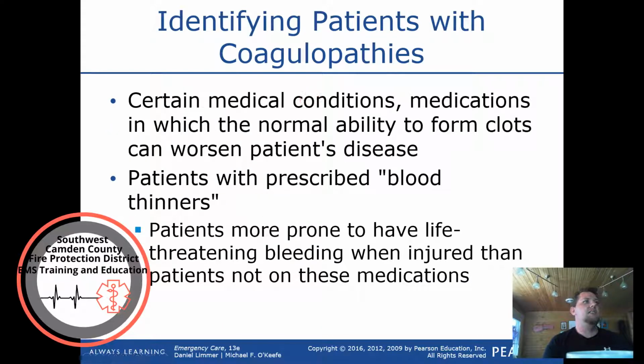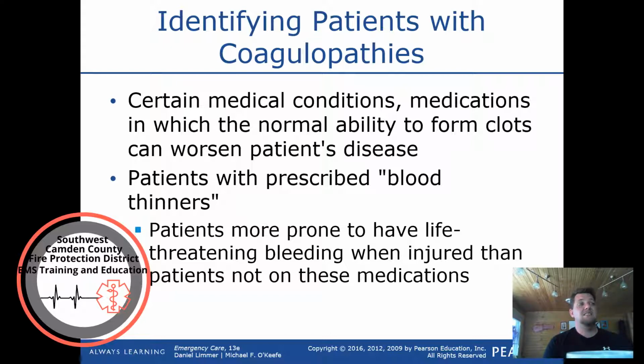So how do we identify these patients? Certain medical conditions and medications can affect the normal ability to form clots and can worsen a patient's disease. Patients with prescribed blood thinners are more prone to having life-threatening bleeding when injured than patients not on these medications.